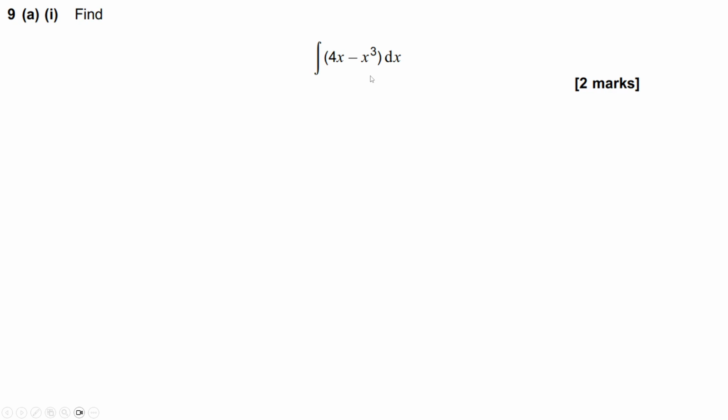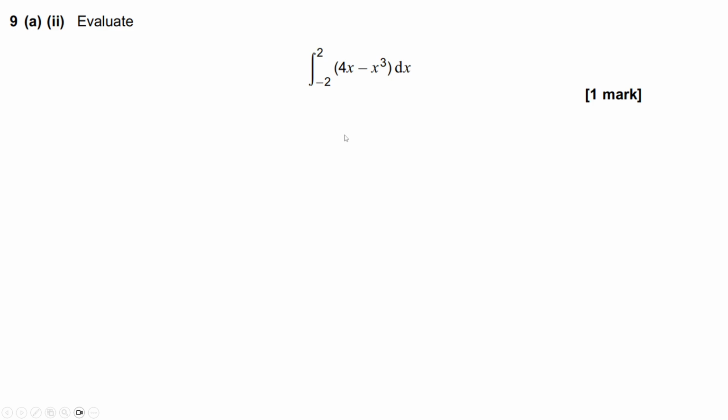Find this. I don't know why they've actually given you this question at question 9. But paper 1 had a much more difficult question than this with question 8, so I'm quite surprised that they've given you this. Anyways, this is just x to the power of 1 increased by 1, that's x squared, and then over 2. So 4x squared over 2, that's 2x squared. And then this is going to be minus a quarter x to the power of 4 plus c.